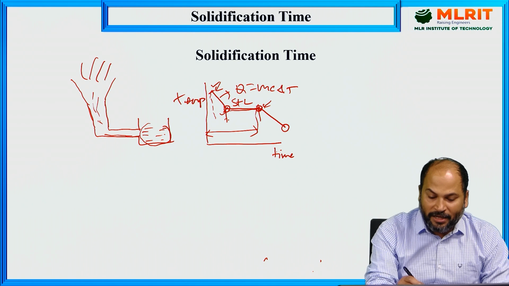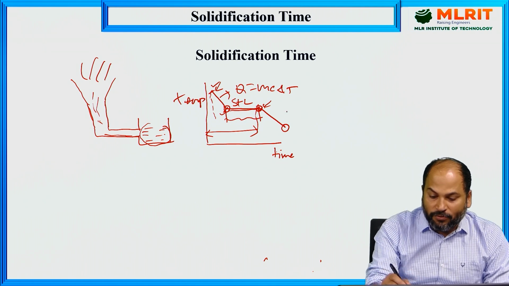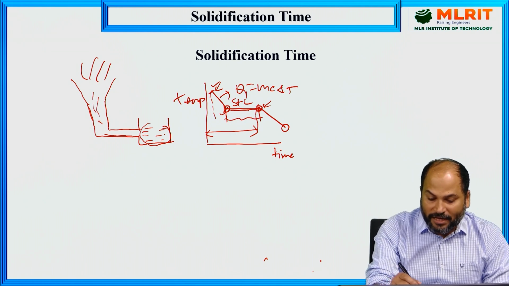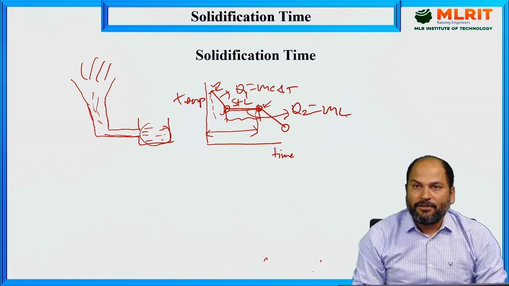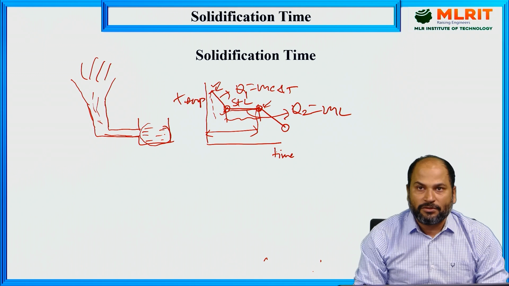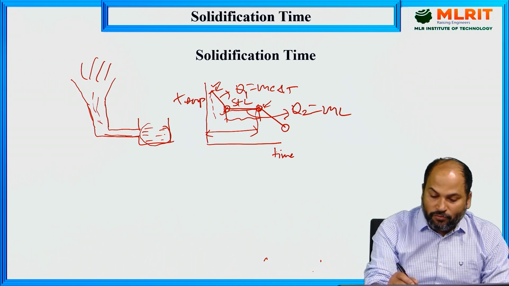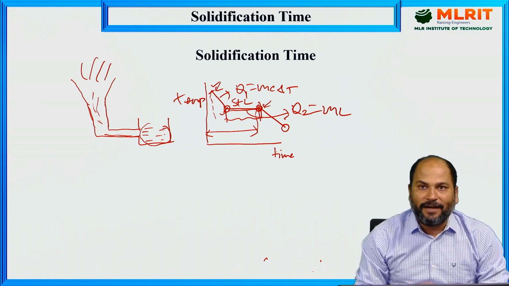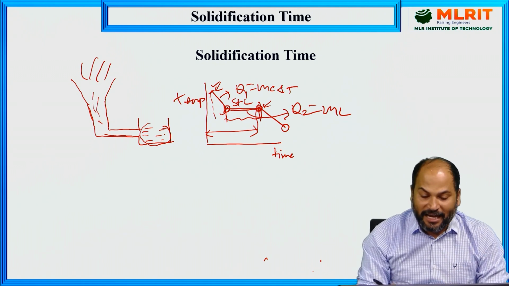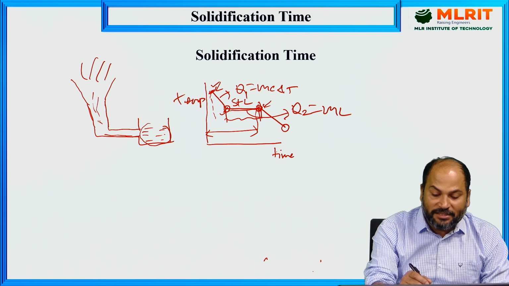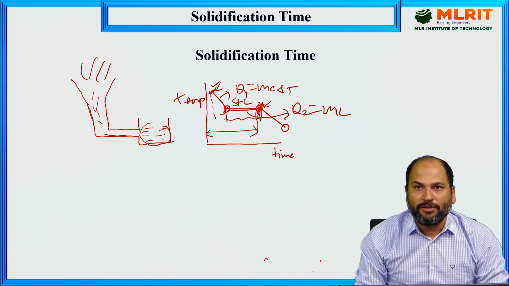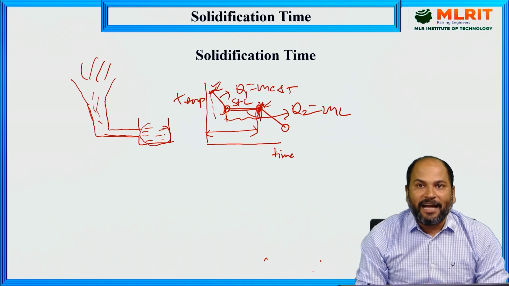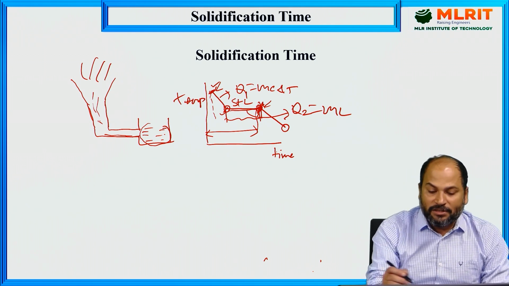Mixed form means some part of it is in liquid state and some part of it is in solid state. So in between, if we write this one as Q1 and this one as Q2, then Q2 will be M into L, where M is the mass of the liquid metal, and L is the latent heat of fusion. Once it reaches this point, finally it will be in solid state. So how much time it is taking from this state to this state, when the liquid has completely transformed into solid, this time is known as solidification time. So this is about solidification time.